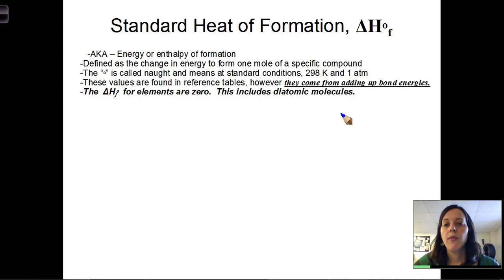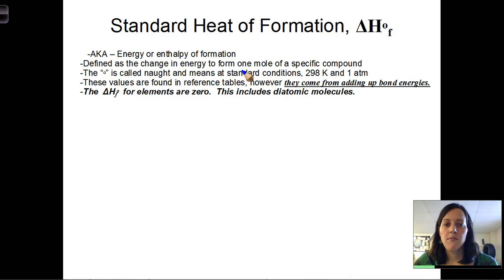But where they come from is from adding up the bond energies from breaking and reforming individual bonds for that specific reaction. And one thing to keep in mind as you're using these reference tables to find these heats of formation, if you're looking for a specific element as opposed to a compound, it's 0 because it's defined as the change in energy to form a compound. So if it's not a compound, if it's an element including diatomics, the delta H sub F is 0. You won't find it in the reference table.